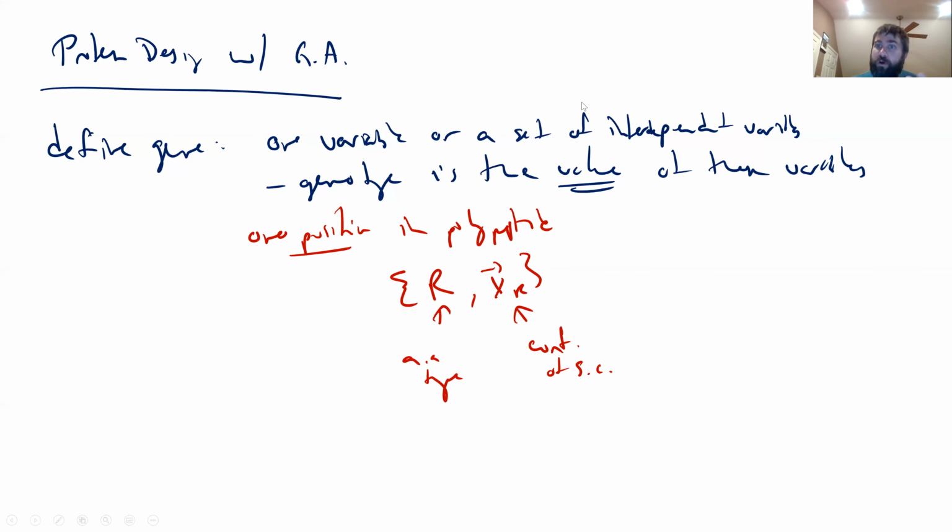So once we have the idea of a gene, we can introduce the idea of mutation. Right? What would a mutation be? Well, a mutation is a change to the value of one gene, that is, this set of variables.